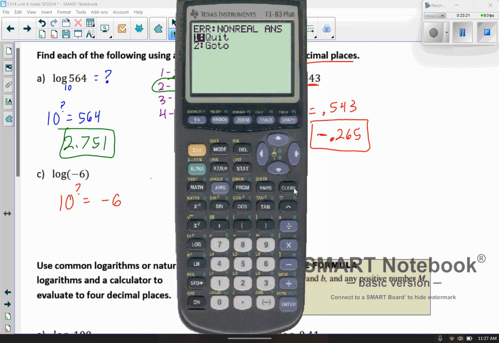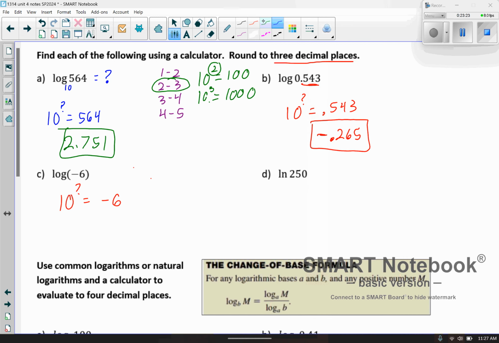Got error. Okay, so what that's going to do for us here is go back to our definition that when we have a log base, whatever you're evaluating has to be greater than 0. It can't be 0, it's got to be greater than 0. And so no negatives and can't have 0 there. And so this one we're just going to have does not exist.